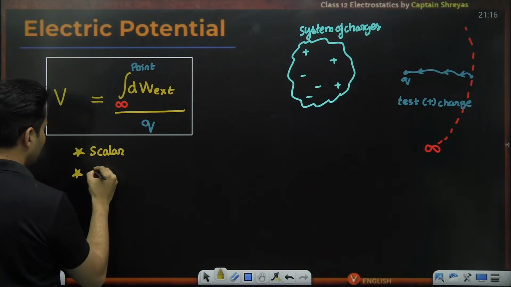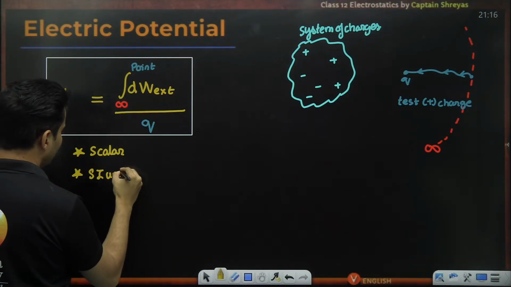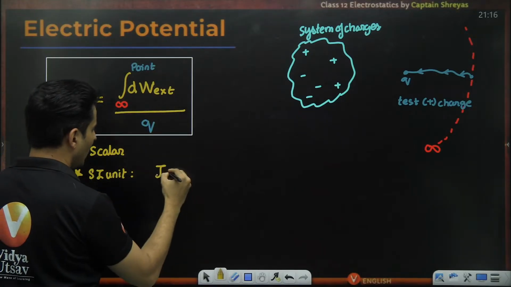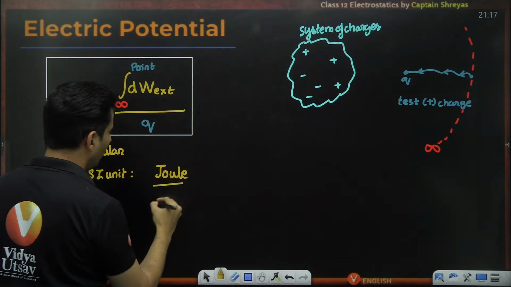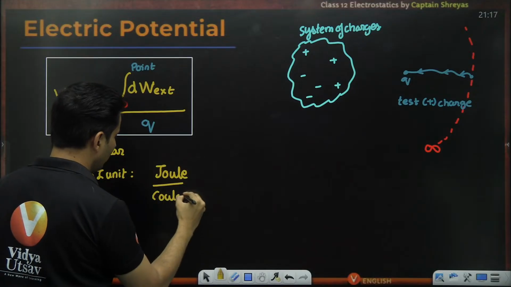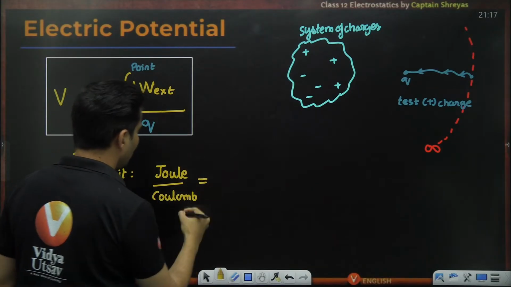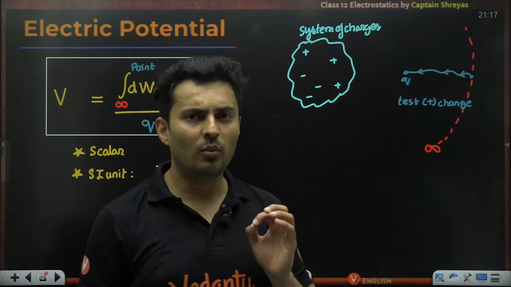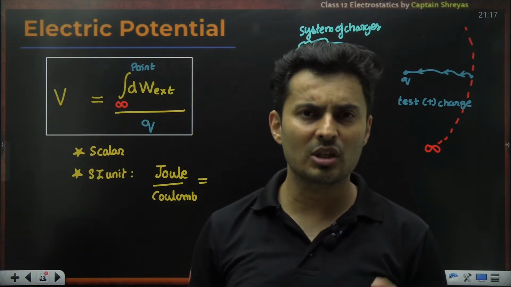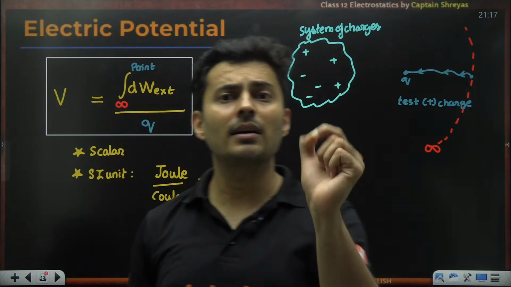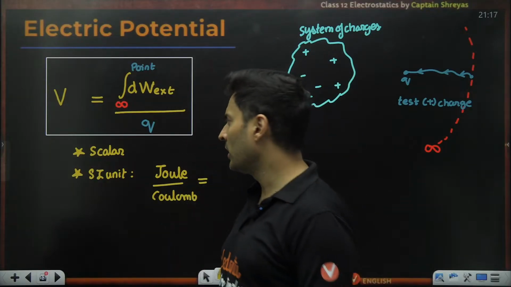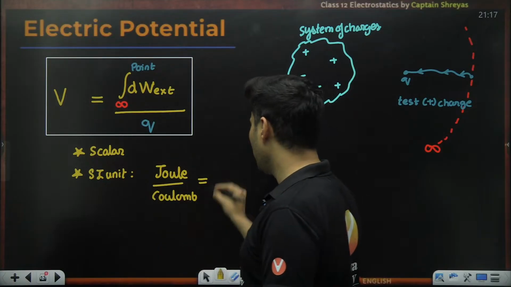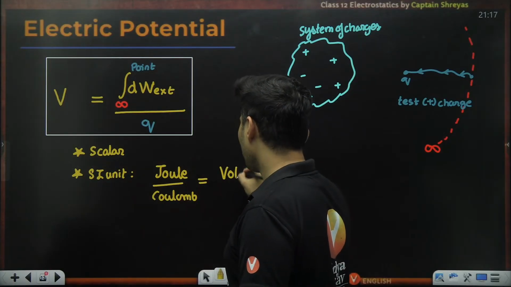If you ask me the SI unit, it's very simple. On the top, you have joules, and at the bottom, you have a coulomb. Joule per coulomb is the unit. But there is a specific name for it. Just like when you accelerate 1 kg of mass with 1 meter per second square, you call it a Newton, you generally do not write the unit of potential in joules per coulomb. You call that a volt.